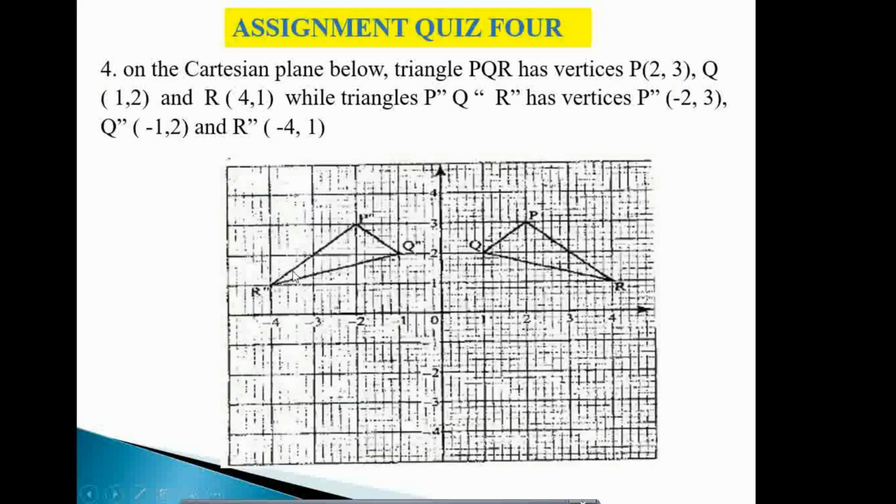So you can see those two triangles. We have PQR, and P double prime, Q double prime, and R double prime. So you can draw that and then have your graph where you can plot the two triangles. You can pause the video and then plot the two triangles.